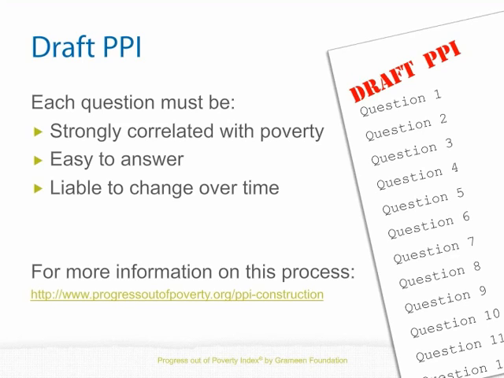Each question must be: 1. Strongly correlated with poverty, 2. Easy to answer, and 3. Liable to change over time. For more information regarding the process of building the tool, please see the video entitled How a PPI is Made on our website.